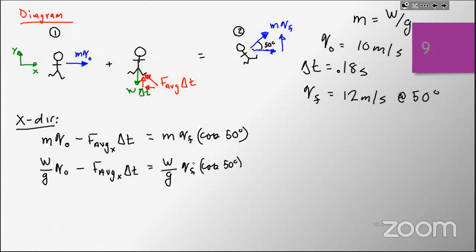Now we can plug in some numbers here. Well, you know what? We'll wait till the next slide to do the numbers. We'll leave that as is for a second. Now we're going to talk about the y direction. So in the y direction, right here. We'll call that 1.